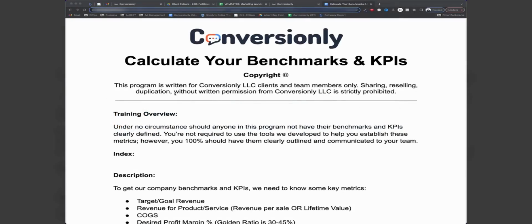Calculating your benchmarks and KPIs. Ultimately, no client should be going through this at any point without having a very firm grasp on what their benchmarks and KPIs are, having them clearly defined, and then keeping them front of mind, at least on a monthly basis, to make sure that you are within the parameters that you need to be to hit your scaling goals.